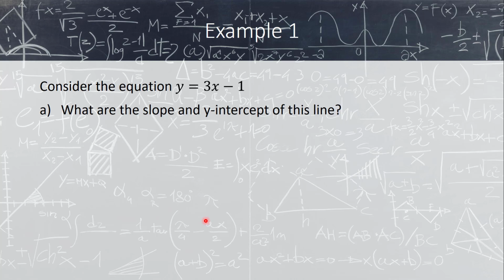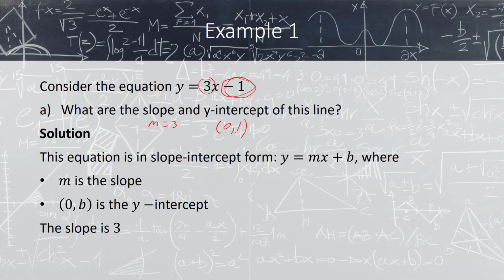The first question is, consider the equation y equals 3x minus 1. What they're being asked is, what are the slope and intercept of this particular line? This right here is the slope, and this right here is the y-coordinate of the intercept, including the minus 1. So the slope should be 3, and the y-intercept will be the coordinate 0, negative 1. You would just put those values into Hawks, and you will have answered the question. And there you go, the slope is 3 and the intercept is negative 1.